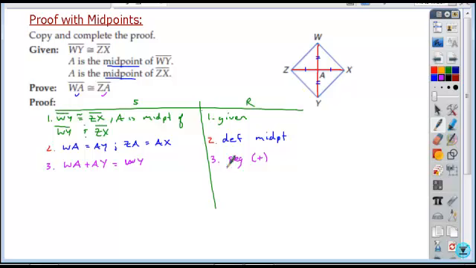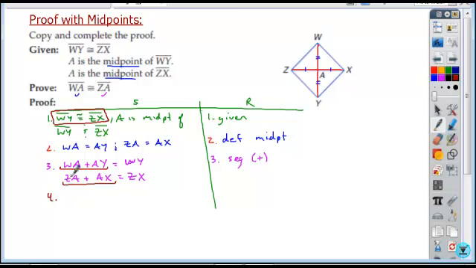Okay, using the same logic, what other statement could we introduce in this same step? ZA and AX are the sum of the parts for the whole ZX. And so that's also a segment addition. And now the reason why that might be useful is, what do we know is true about these two relationships? If those are the same, what do we know about the expressions that contain them? They're also the same, right?